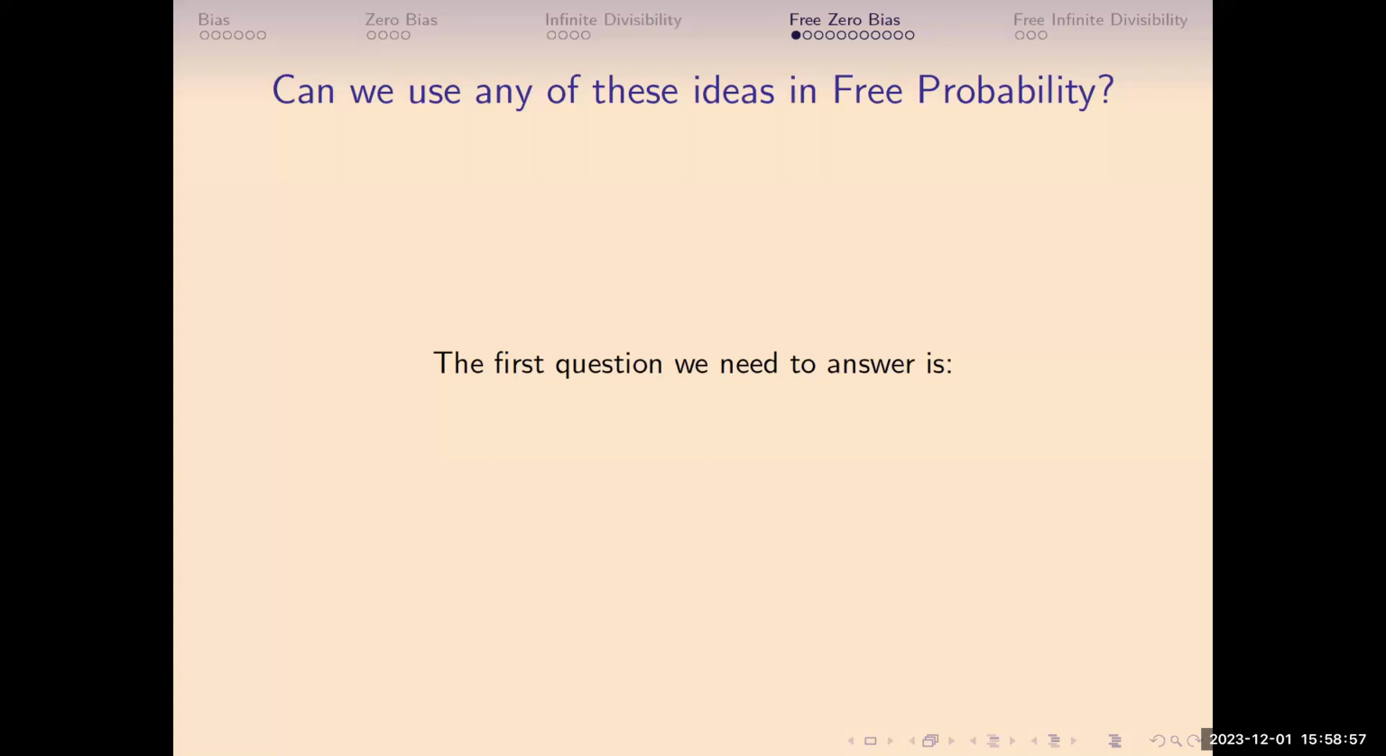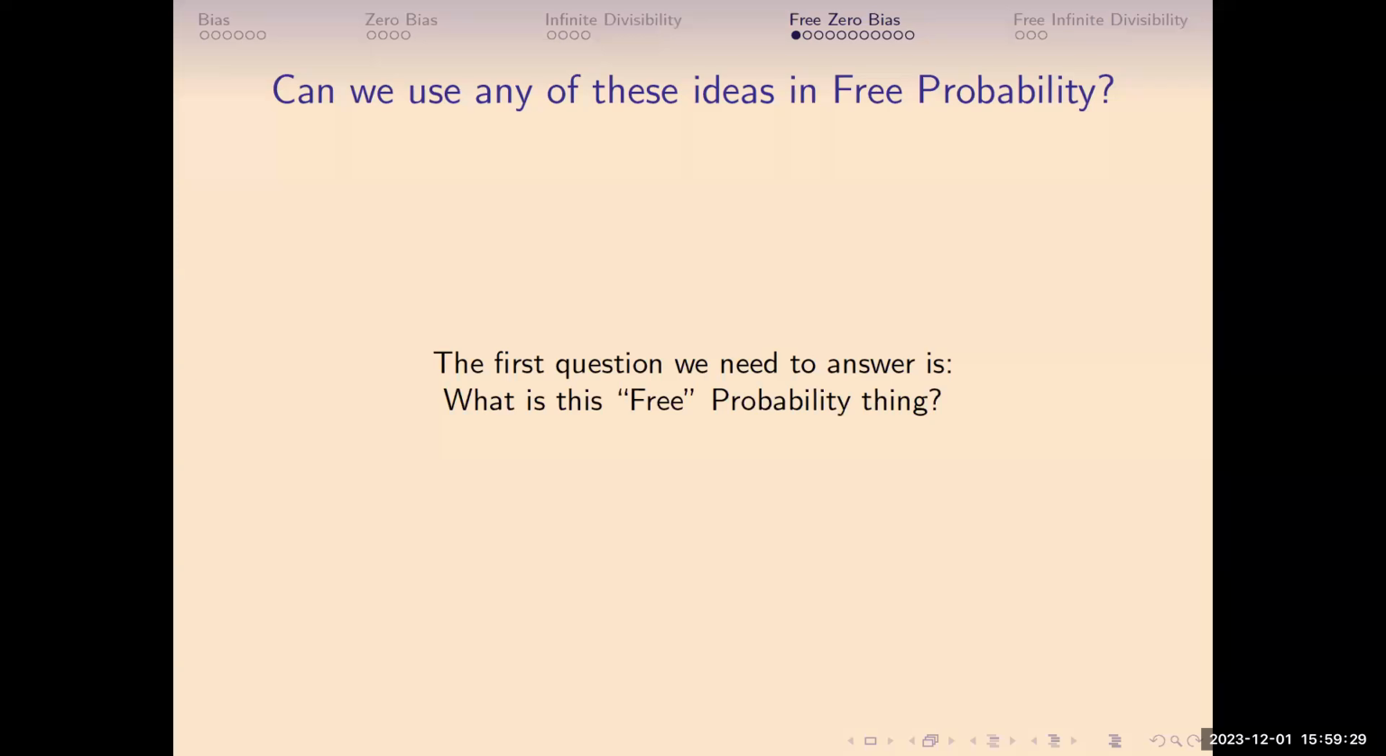Let's just say. Okay, so the idea of these distributional transforms, they work well in this classical world. So the big question that I've had for a while is, can we use any of these ideas in free probability? And I think the first question we need to answer is, what is this free probability? So I think it's unusual. It's an unknown area, right, to me. I don't know if there's anyone here who's an expert. I hope so, so that you can correct me if I say anything wrong.